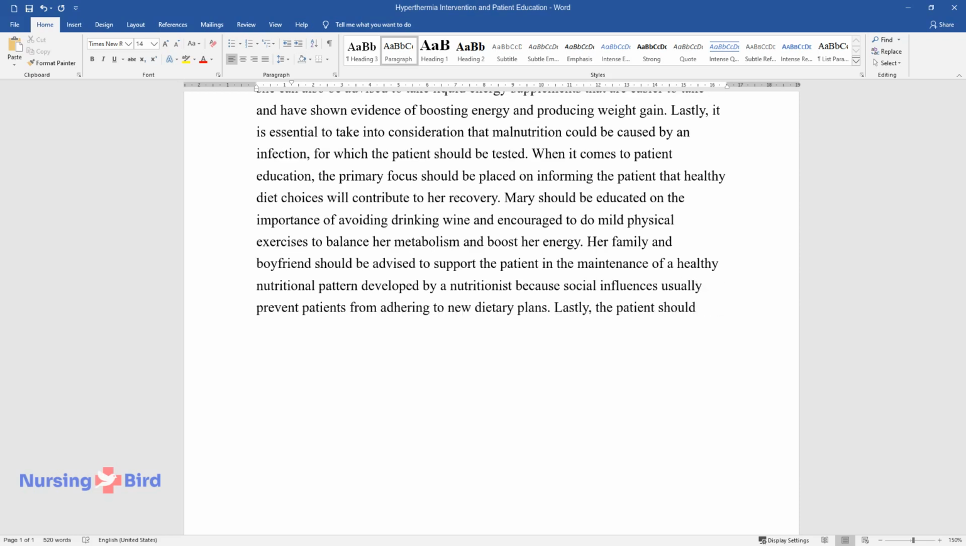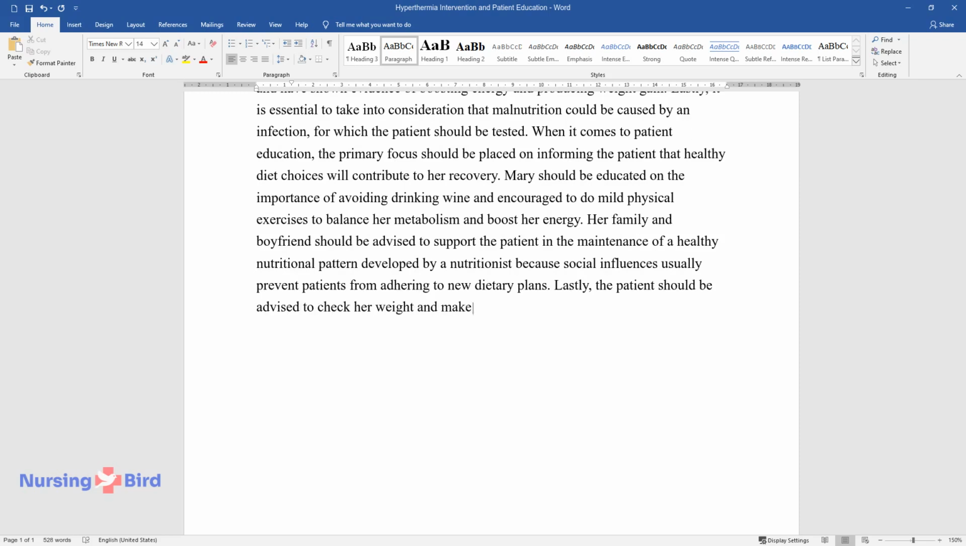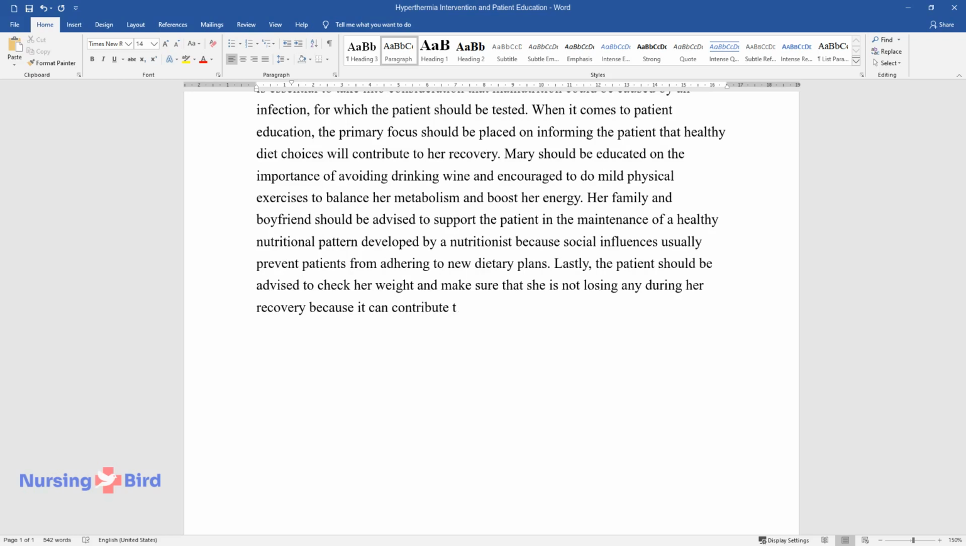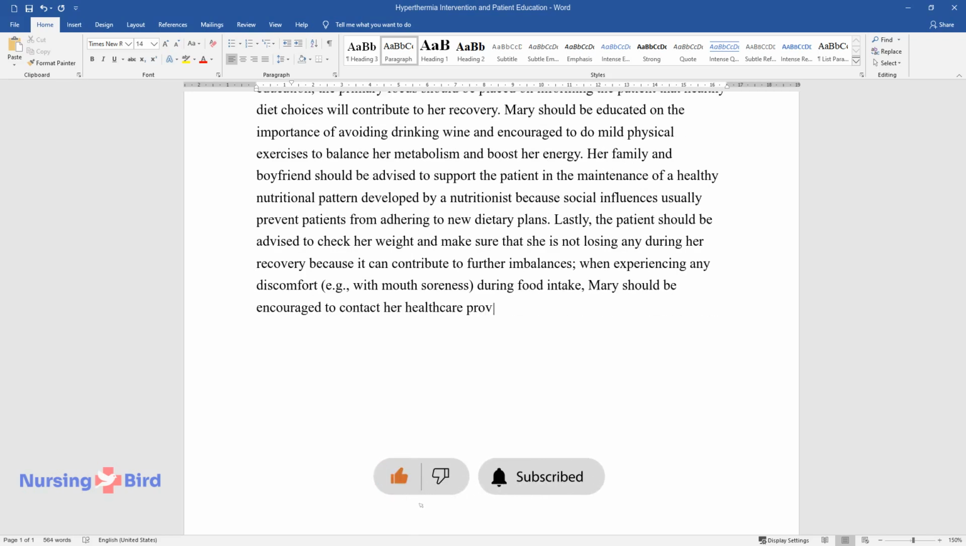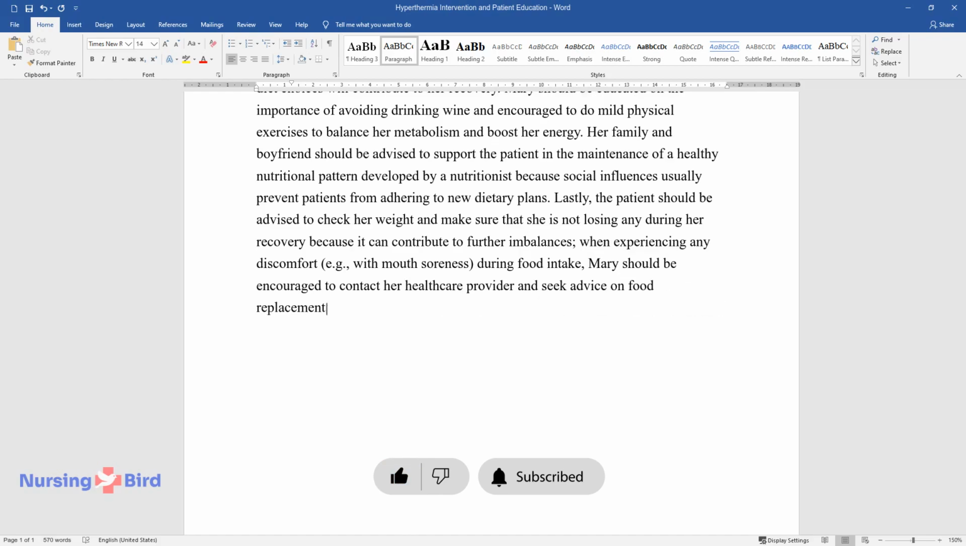Lastly, the patient should be advised to check her weight and make sure that she is not losing any during her recovery because it can contribute to further imbalances. When experiencing any discomfort, for example, with mouth soreness, during food intake, Mary should be encouraged to contact her healthcare provider and seek advice on food replacements or adjustments.